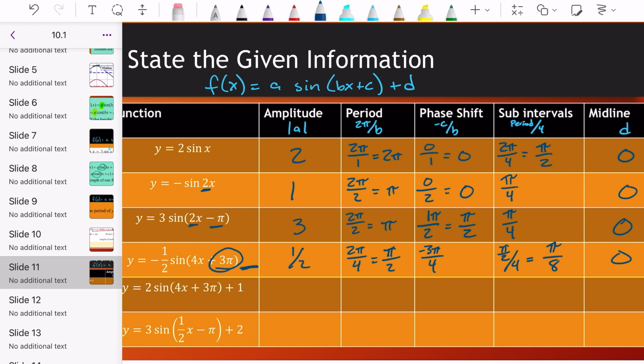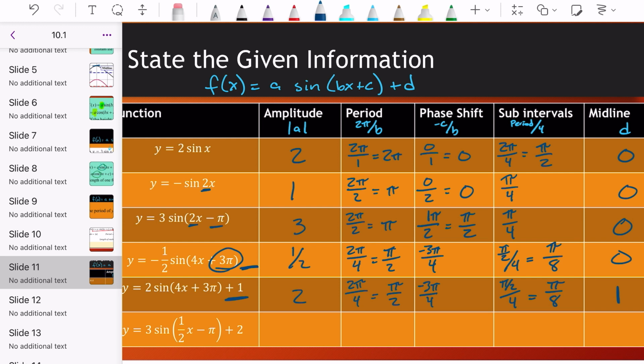Our amplitude here for the next problem is 2. Our period is 2 pi over 4 or pi over 2. We have negative 3 pi over 4 for our phase shift. In this case, our period was pi over 2, and we're going to go ahead and divide by 4, which is once again pi over 8. And in this case, we do have a d, which means our midline is going to be at 1.